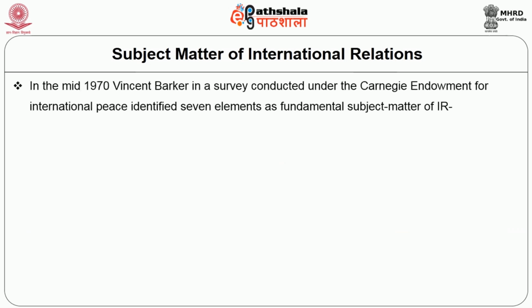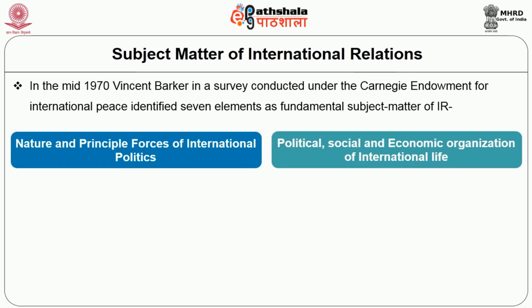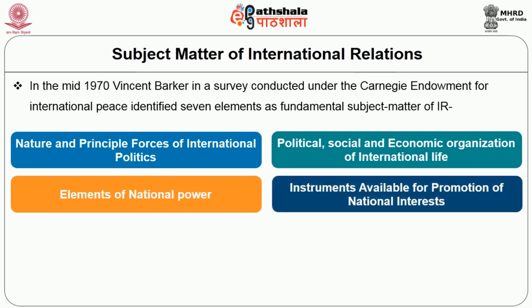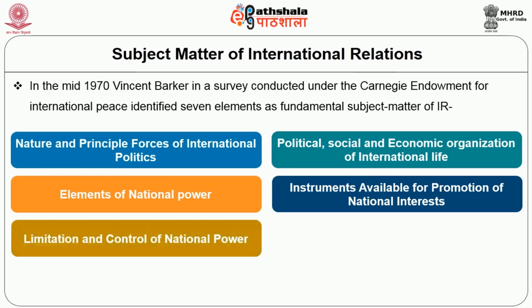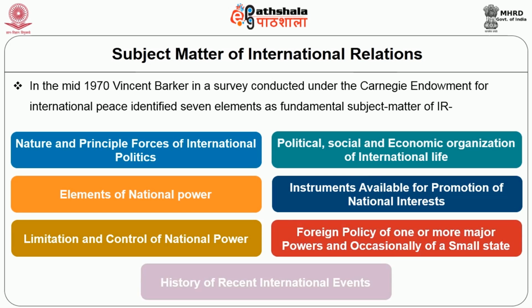In the mid-1970s, Vincent Barker, in a survey conducted under the Carnegie Endowment for International Peace, identified seven elements as fundamental subject matter of IR. These were the nature and principal forces of international politics, political, social and economic organization of international life, elements of national power, instruments available for the promotion of national interests, limitation and control of national power, foreign policy of one or more major powers and occasionally a small state, and history of recent international events.